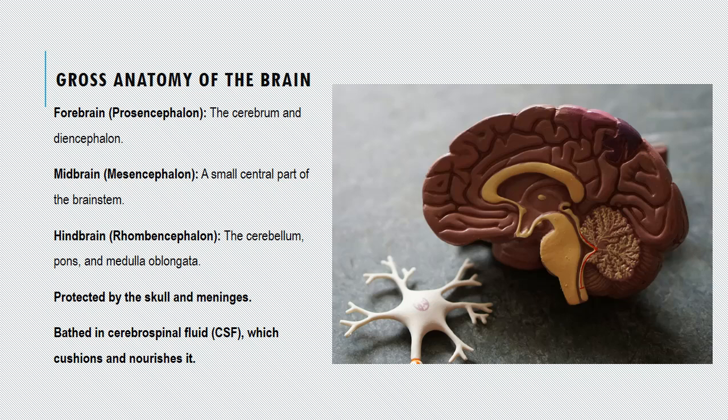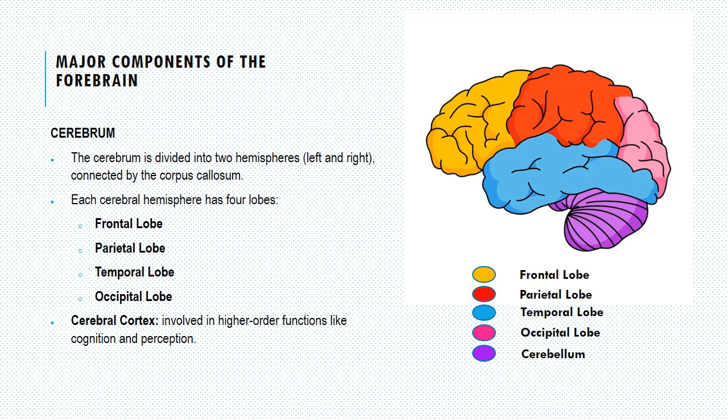The brain is protected by the skull and meninges and bathed in cerebrospinal fluid, which cushions and nourishes it. We will look into the details of these structures one by one. The major component of the forebrain is cerebrum. The brain is divided into two hemispheres, left and right, connected by the corpus callosum. The cerebrum is divided into four lobes by various shallow grooves and deep fissures. These are frontal lobe, parietal lobe, temporal lobe, and occipital lobe.